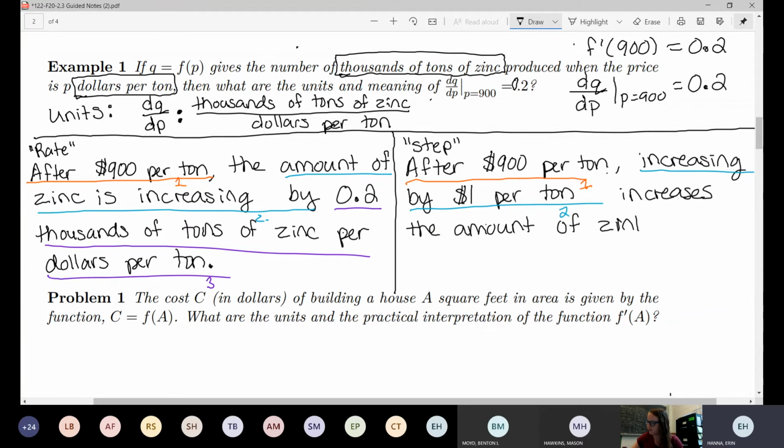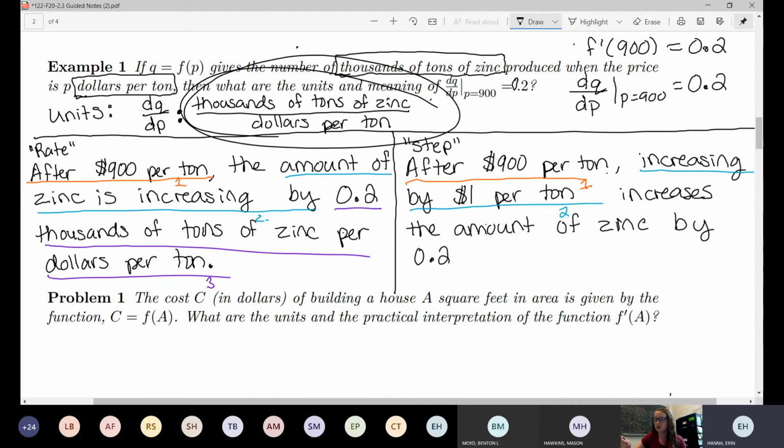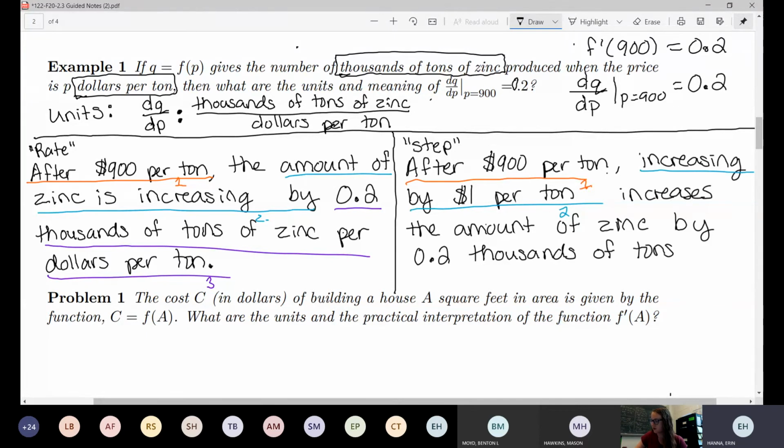That's not how you spell zinc. Zinc by 0.2. Now the only thing that's different with this one is we no longer use the entire unit for the slope, we just use the y value unit. So we would just say 0.2 thousands of tons of zinc.